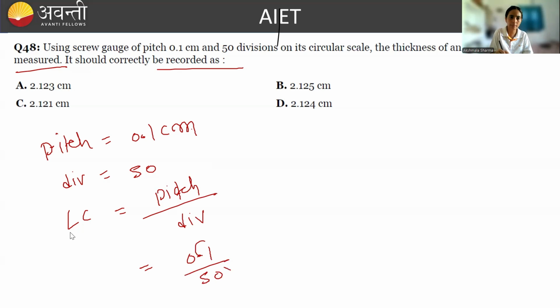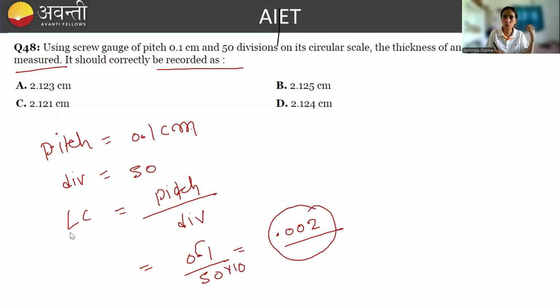If you calculate it, this will become 0.002. Okay? So on the main scale, you will get a reading at the level of centimeters, right? So here some 1 centimeter, 2 centimeters or something, and the screw gauge will give you the reading in multiples of 0.002. So if it moves one division, it gives us an extra reading of 0.002 in addition to that of centimeters. So if you see here carefully, which one is the multiple of 0.002?